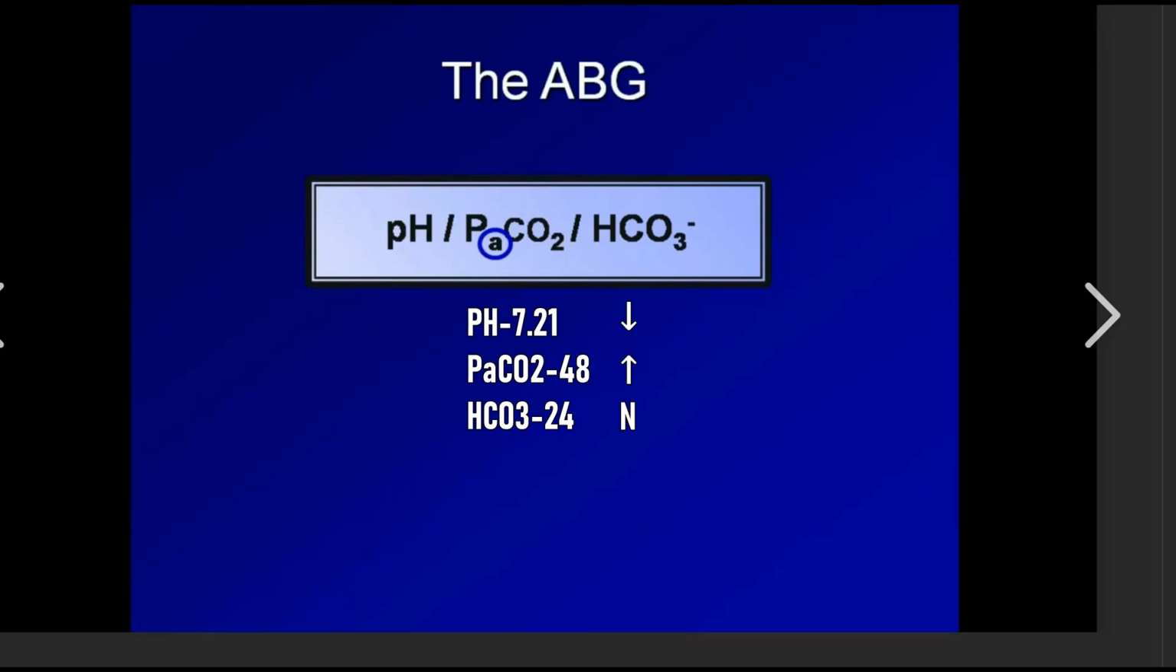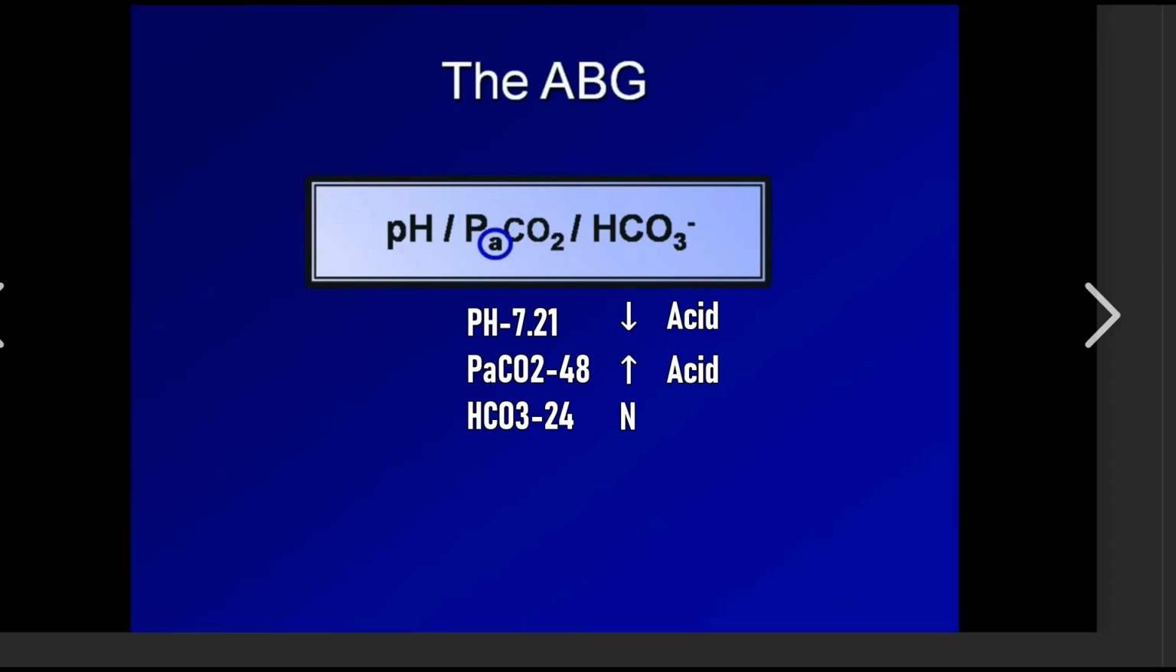So pH is low. That means if pH is low, it's acid. So it's acidosis. Now you have to find out whether the acidosis is respiratory, due to carbon dioxide, or due to bicarb. Look at the carbon dioxide level. The carbon dioxide is high. So if the carbon dioxide is high, it's acid. So you already got the answer. It's respiratory acidosis.